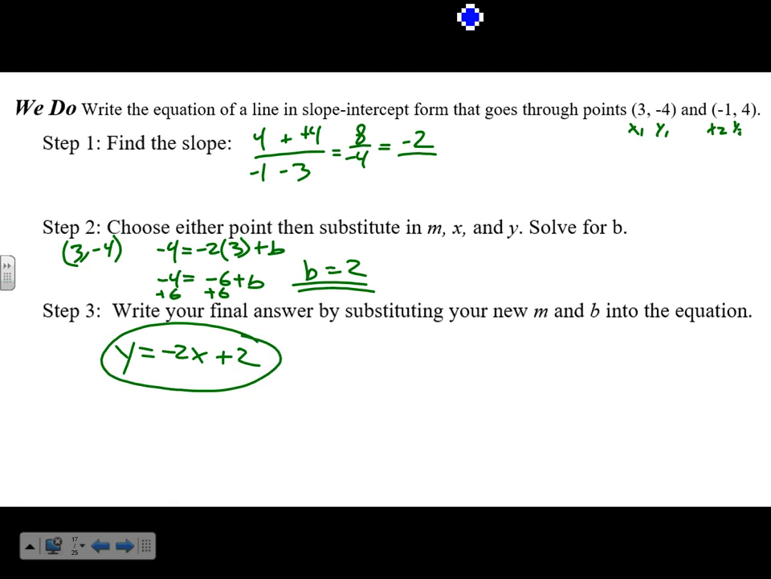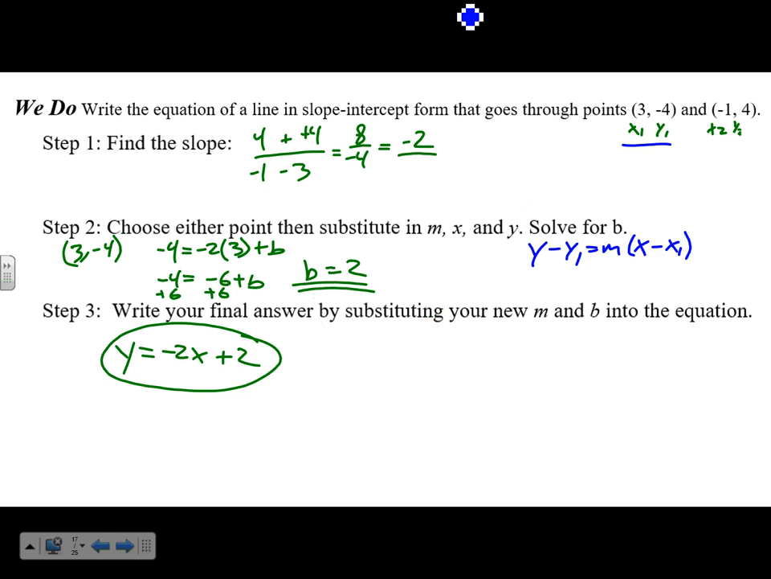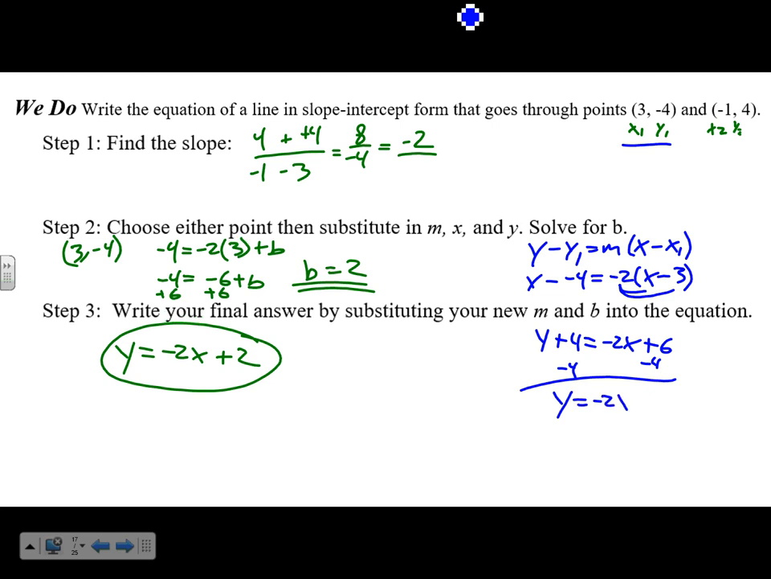The other way to do it, and I'm sorry because I should have added some space for this, is using y minus y1 is equal to m times x minus x1. That's point slope form. Again, I'm going to use that first point. The only reason I didn't do that last time is because they were both -4, and that's kind of confusing. So we have y minus -4 is equal to my slope -2 times x minus 3. So that's y plus 4 is equal to, distributing this out, -2x plus 6. Subtract 4, and y is equal to -2x plus 2.